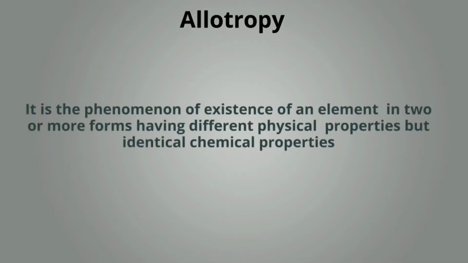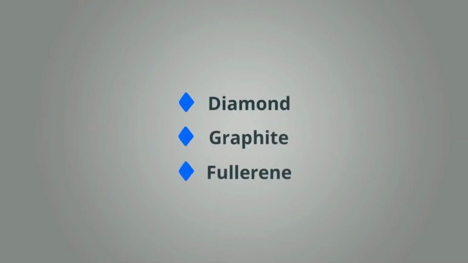This phenomenon in which an element exists in more than one form having different physical properties but identical chemical properties is called allotropy. Carbon has 3 allotropes in the crystalline form. These are diamond, graphite and fullerene. All of them have similar chemical properties, but the difference lies in the manner of the structure of bonding of carbon. So we are going to see the different allotropes one by one.